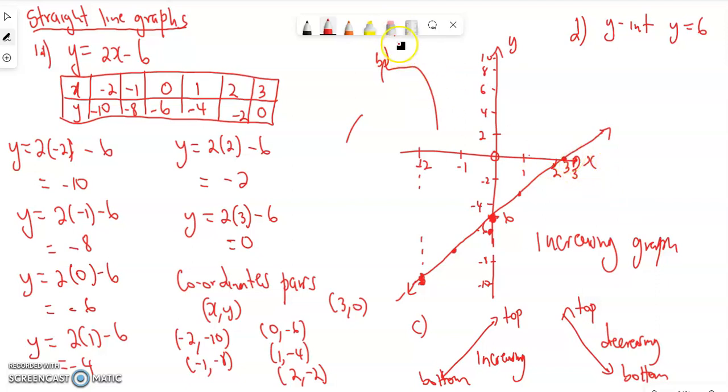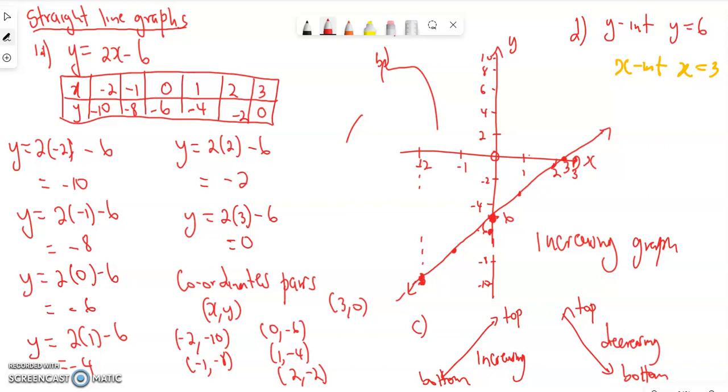So we are going to have the x-intercept at x is equals to 3. Alright, at x is equals to 3, it will be our value of the x-intercept. X-intercept at x is equals to 3.